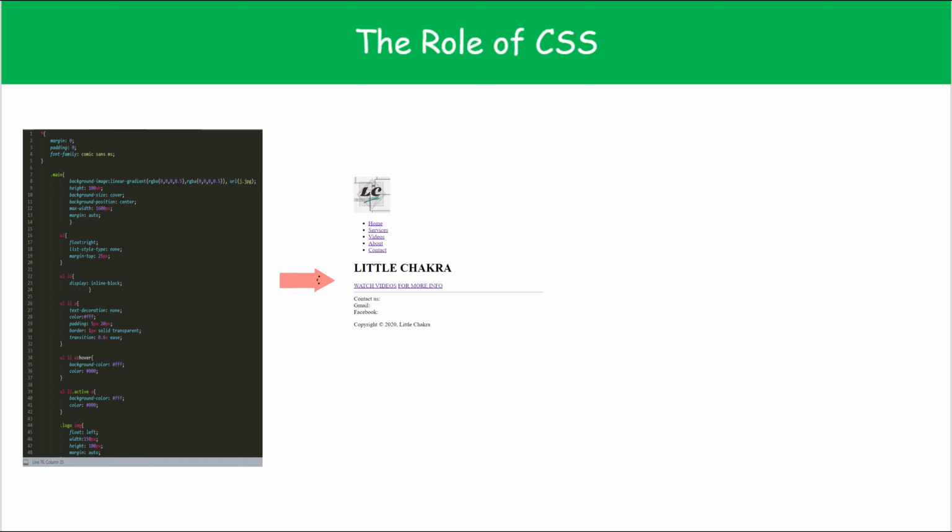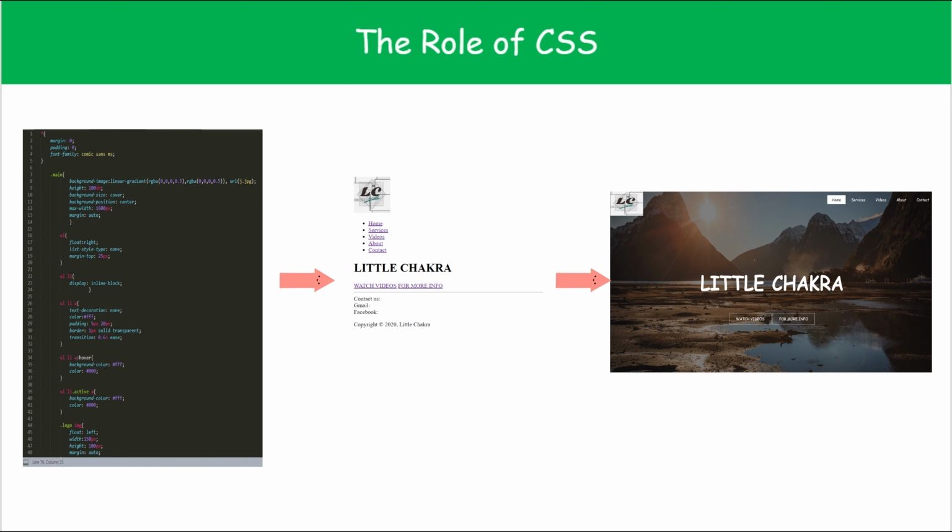So when we use CSS, it will look like this. That means it helps in styling the website, which we can compare to skin as it gives look to the human body. Now that we have used CSS and HTML, still it looks like something is missing.